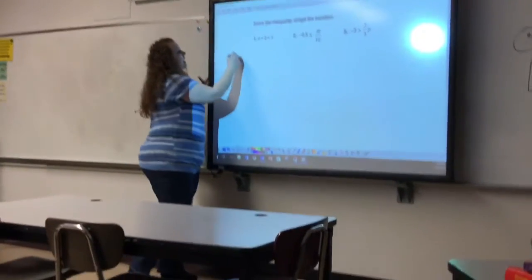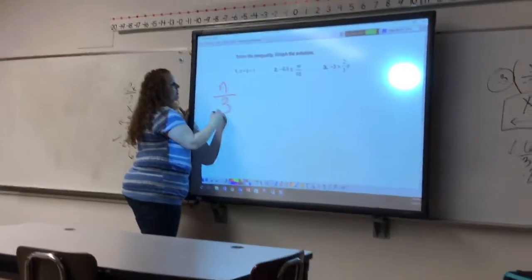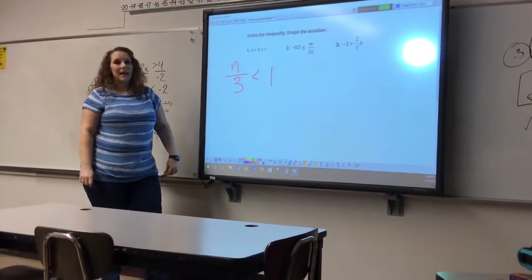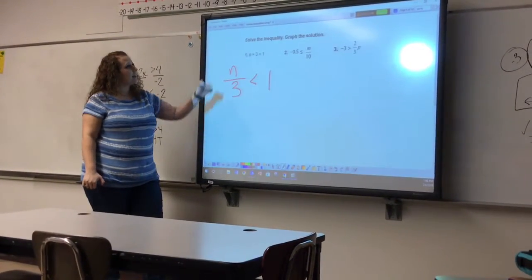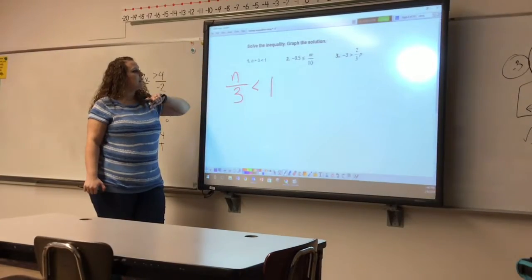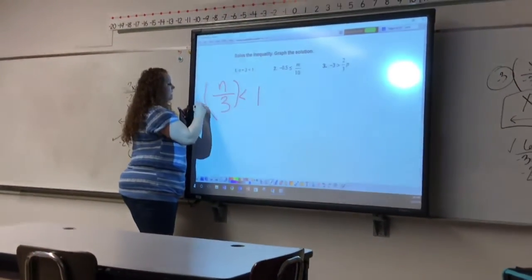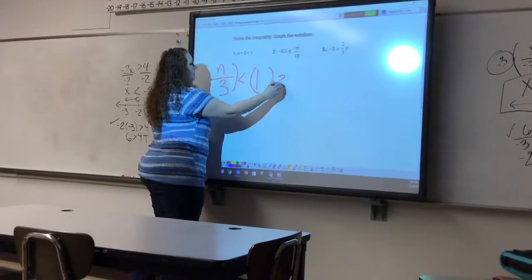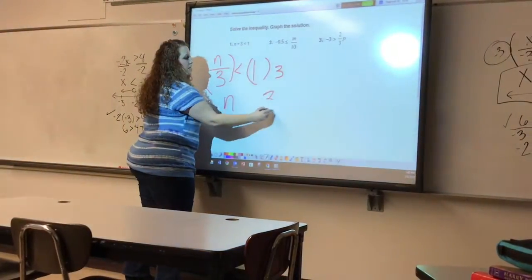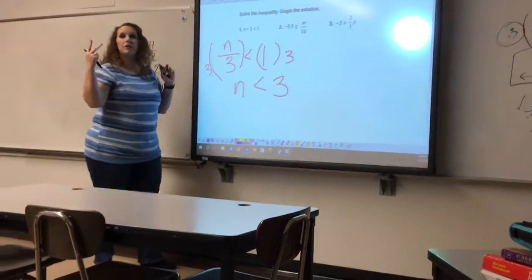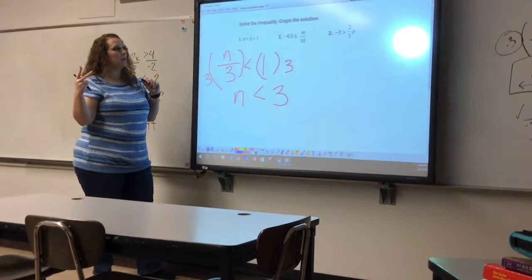Number one says n divided by 3 is less than 1. That says divide. Okay, so what are we going to do? Multiply by 3, both sides. Which is 3. And n is greater than. Do I switch the sign? No, you don't. And then you graph and you check. Every single time, okay?